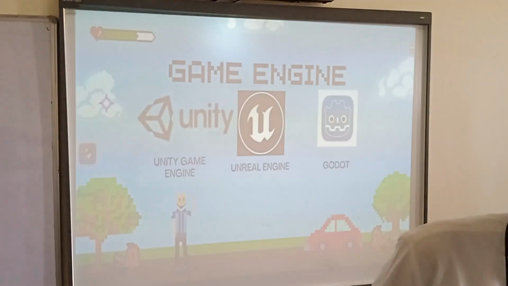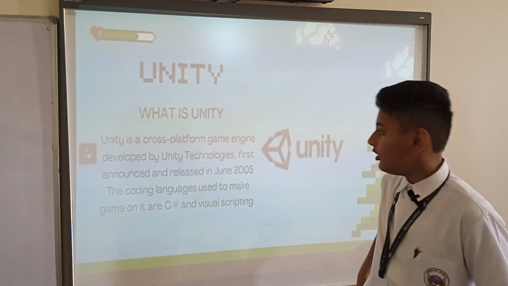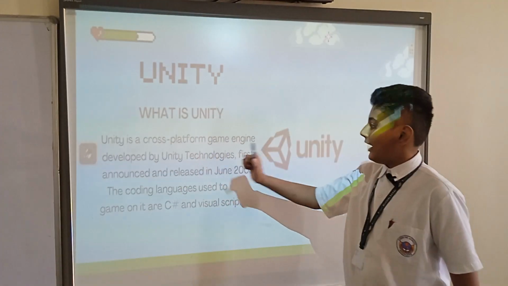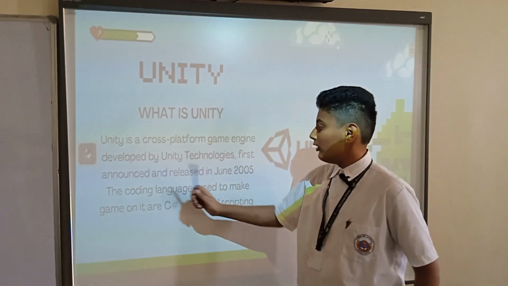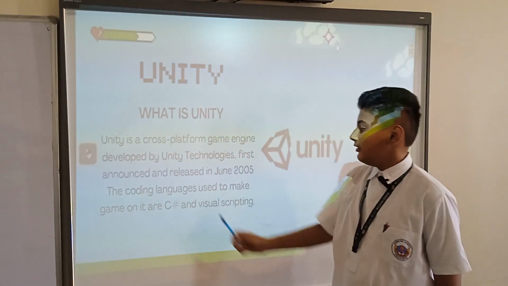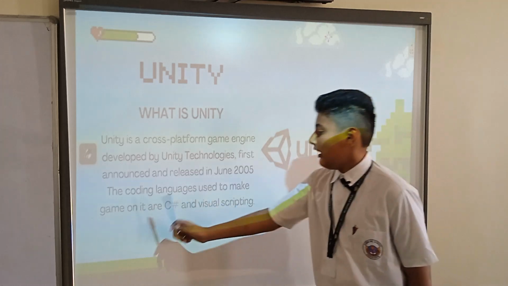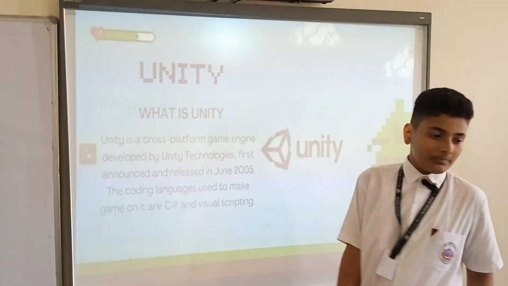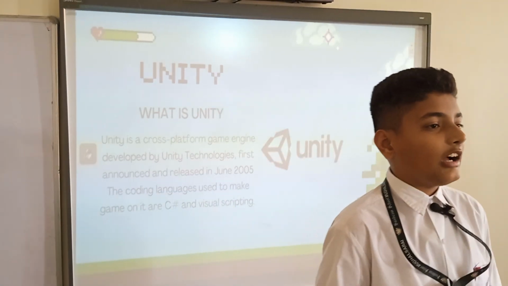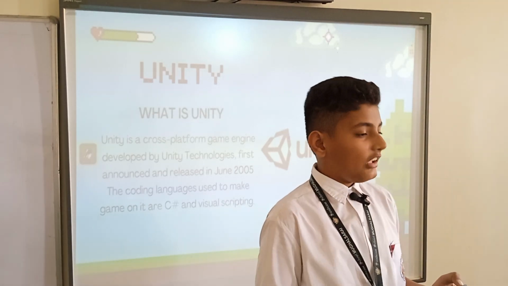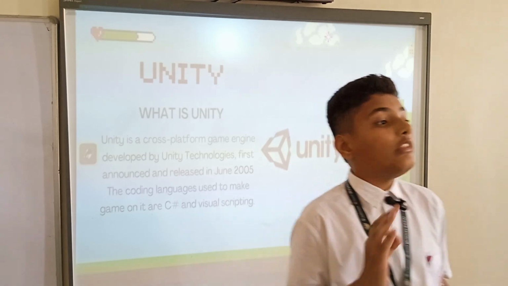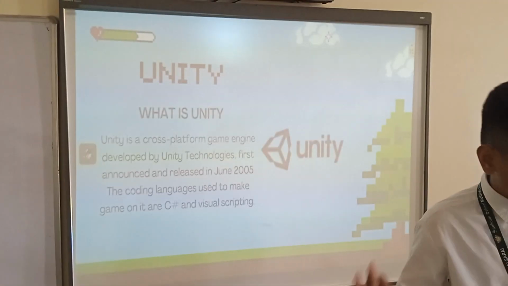So let me tell you what Unity is. Unity is a cross-platform game engine developed by Unity Technologies, first announced and released in June 2005. The coding languages used to make games are C Sharp and visual scripting. C Sharp comes under the C family of languages, and C Sharp is easier than C++.